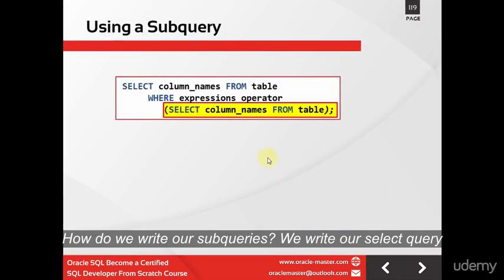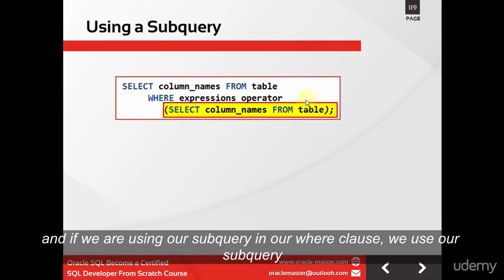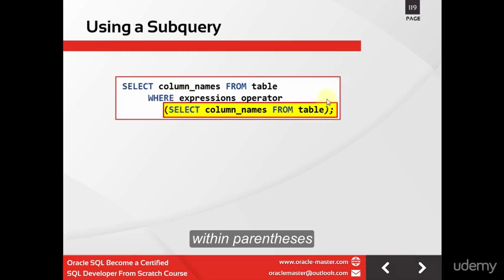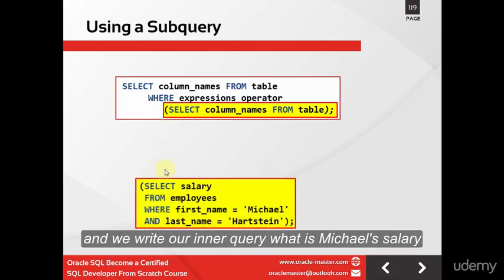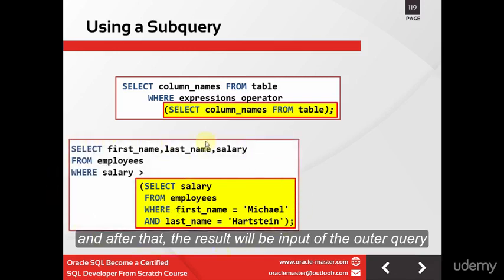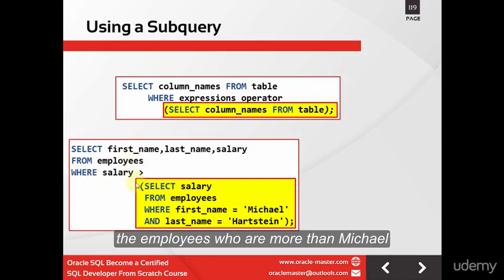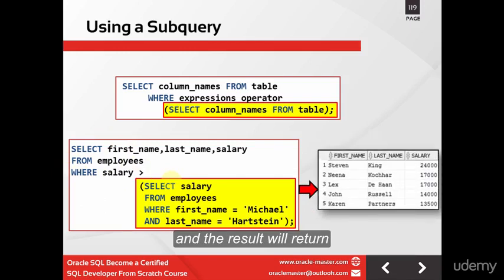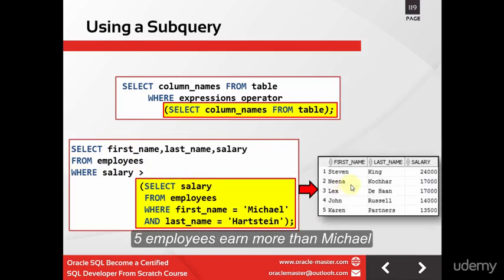How do we write our subqueries? We write our select query, and if we are using our subquery in the where clause, we use our subquery within parentheses. And we write our inner query, what is Michael's salary? And after that, the result will be the input of the outer query, the employees who earn more than Michael, and the result will return 5 employees who earn more than Michael.